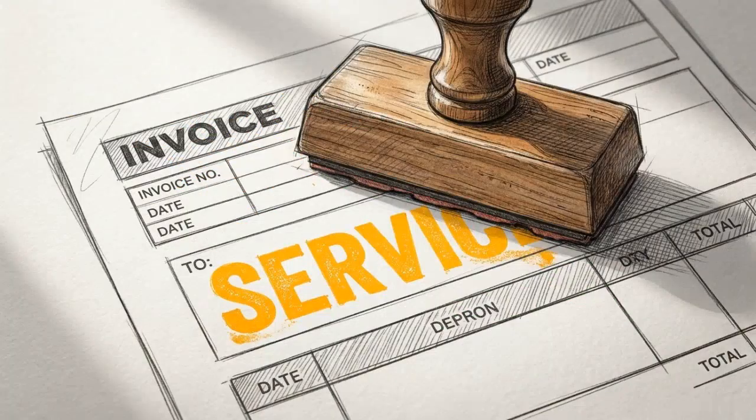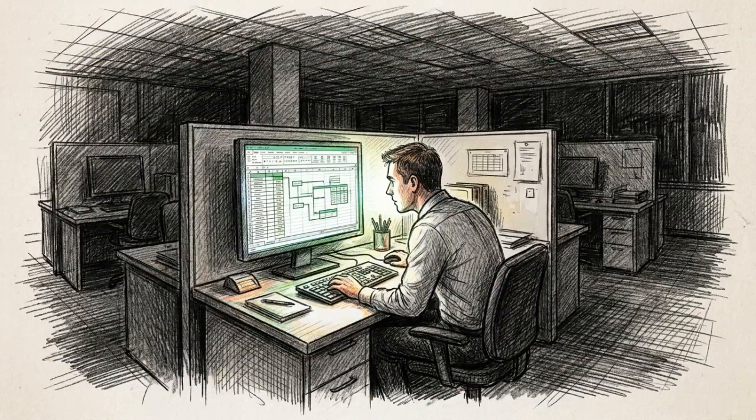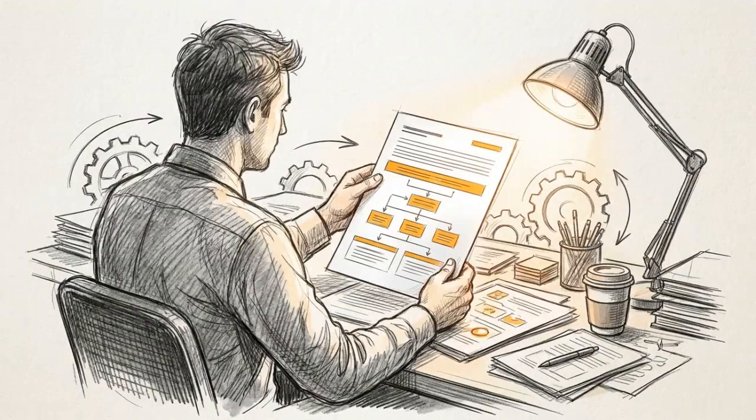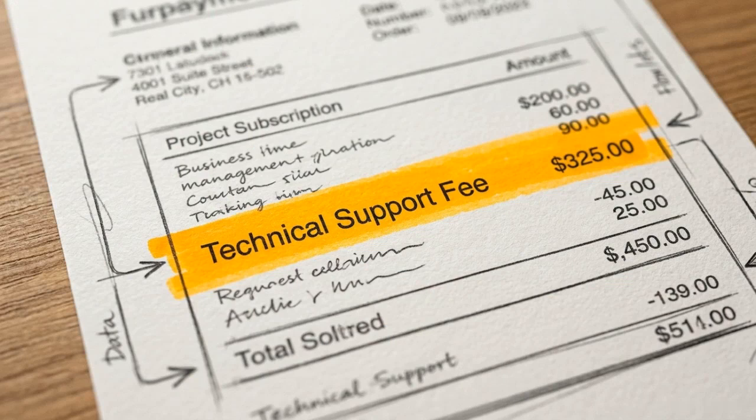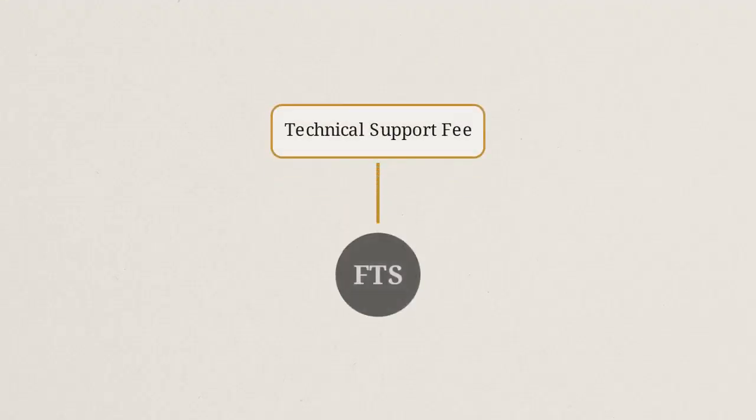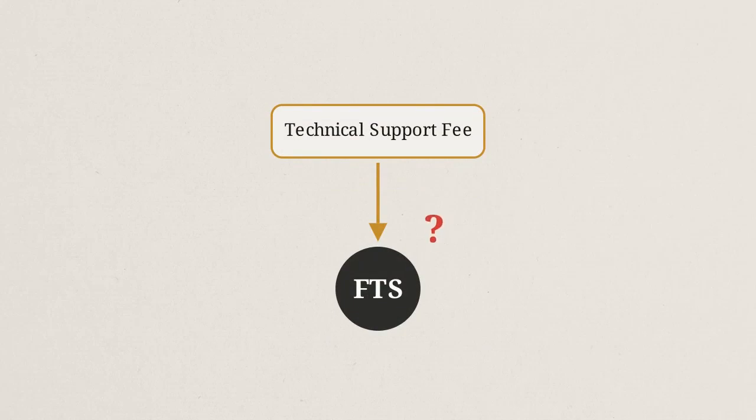The second error is relying on the label printed on the invoice to determine the tax category. Administrative teams processing payments often lack visibility into the legal realities of the underlying agreement. For example, an accounts payable desk might receive an invoice with a line item explicitly billed as a technical support fee. That label implies a service, which pushes the practitioner toward an FTS characterization.